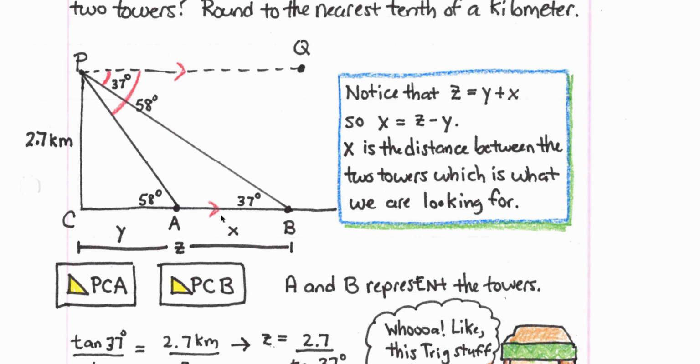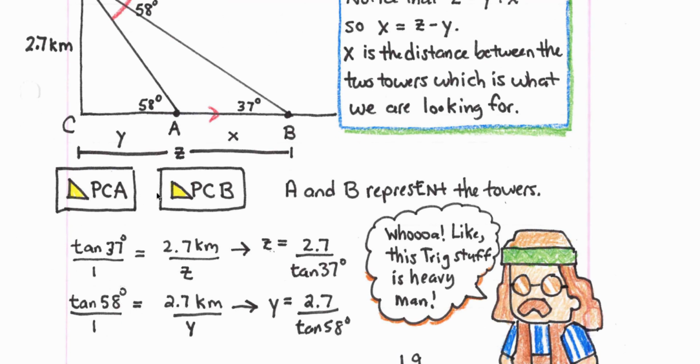Well, I want you to notice that in this picture, there are 2 right triangles, PCA and PCB. And so we can use our trig on those. Notice also that z is equal to y plus x. And that means that x, the distance we're looking for, is z minus y. So what we're going to do is solve both right triangles. I'm going to find z, and then I'm going to find y, and I'm going to subtract y from z, and that will give me x, which is what I want.